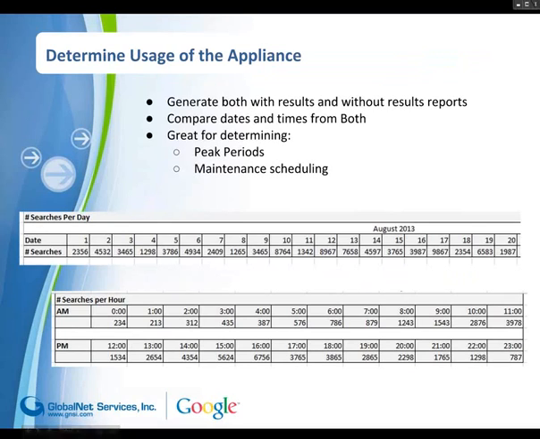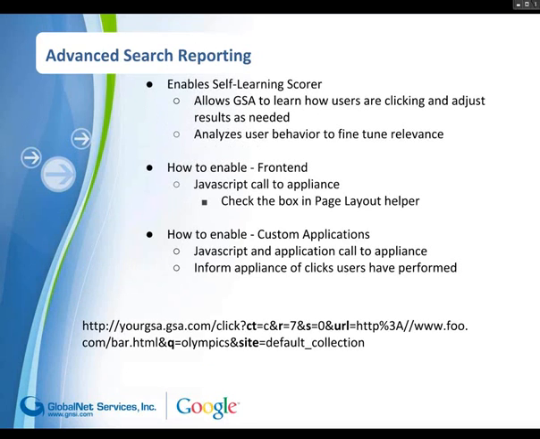As mentioned, determine usage of the appliance. We want to generate both with and without reports. Compare the dates from both, and we can use this to determine peak periods and maintenance scheduling. When can we do updates on the GSA or any other maintenance activities that need to be performed around the GSA.